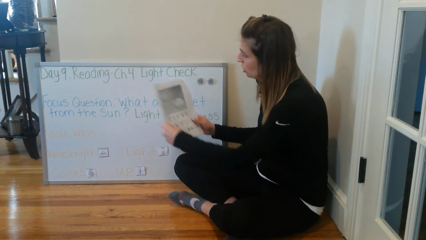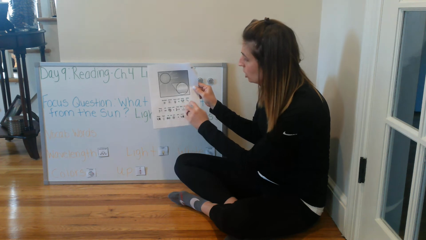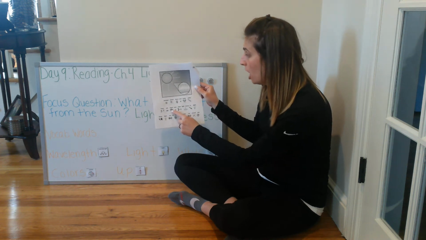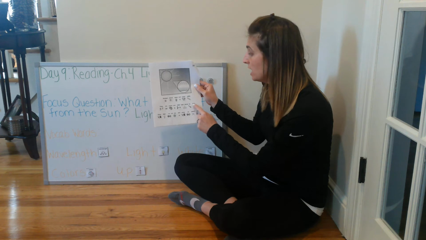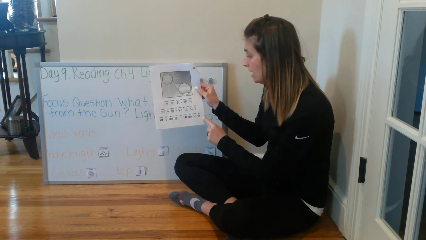Moving on to page 32. Sunlight shines down and looks white. There are colors and other light waves in light. Some light we can see and some we cannot.